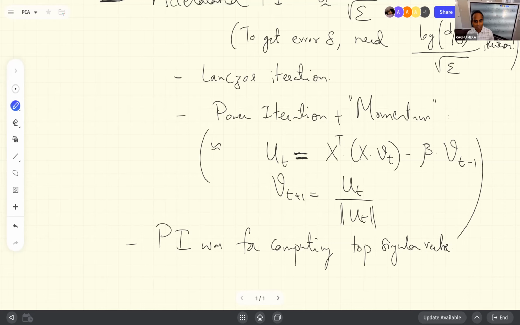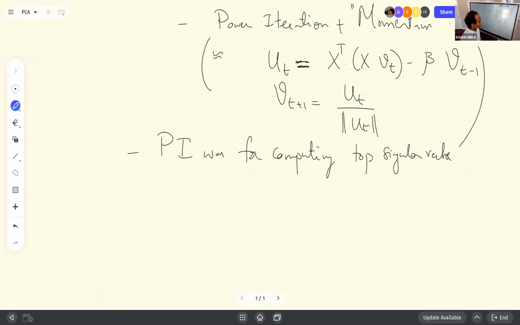Okay. So I'll post a reference to a paper, this is not that old. This power iteration plus momentum term was only analyzed relatively recently. But Lanczos is very old, and there are very good implementations of that in all numerical analysis software.